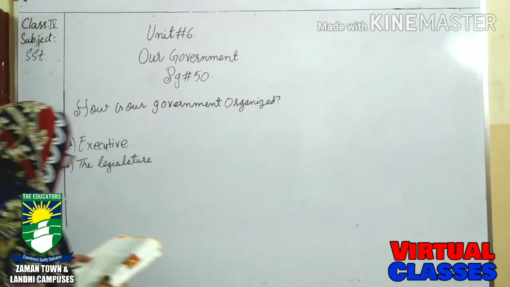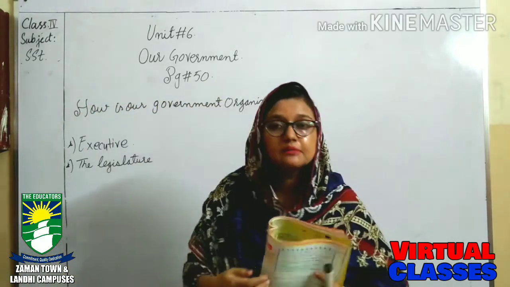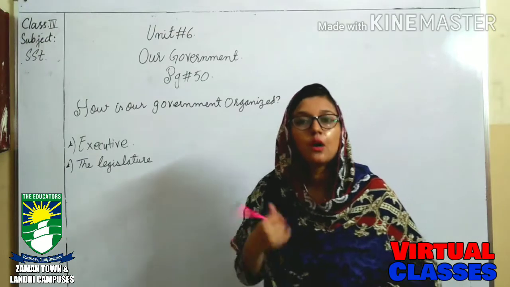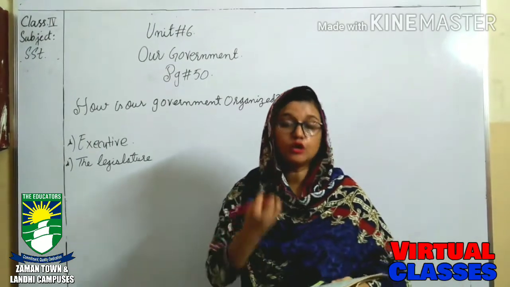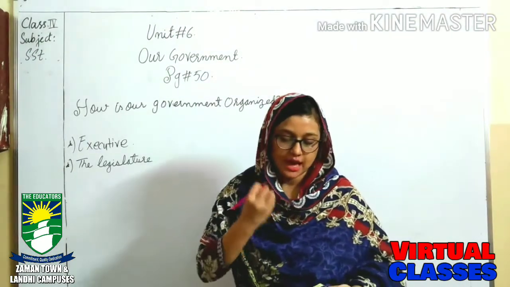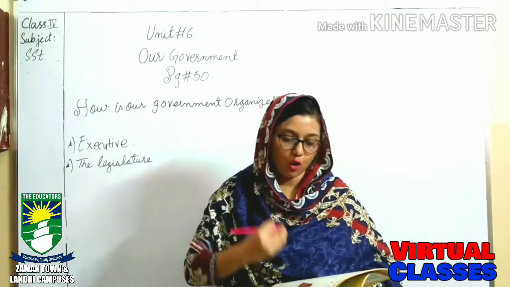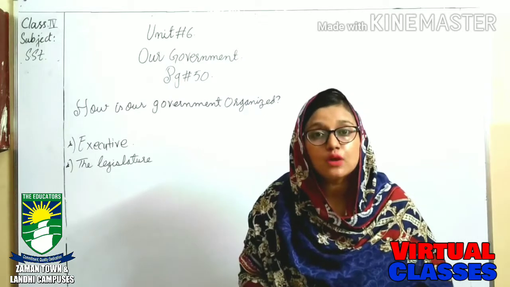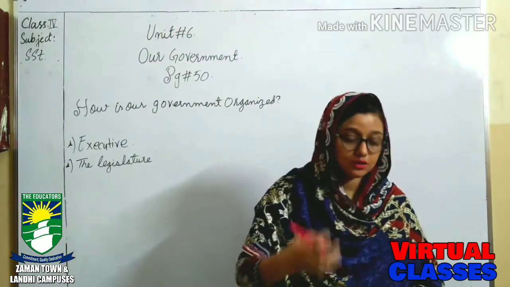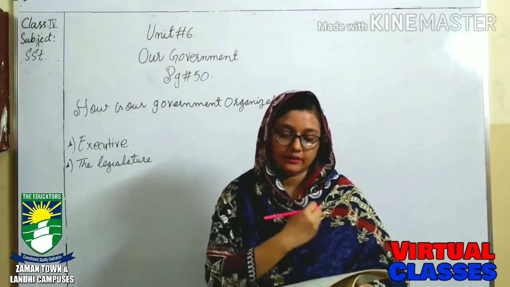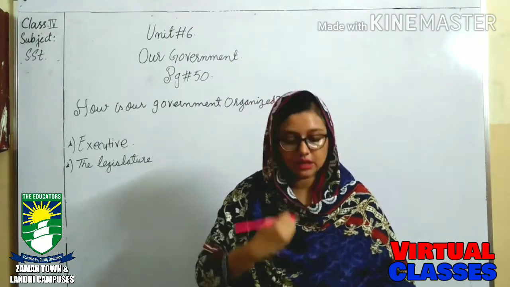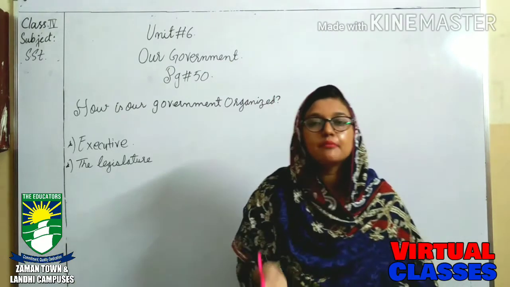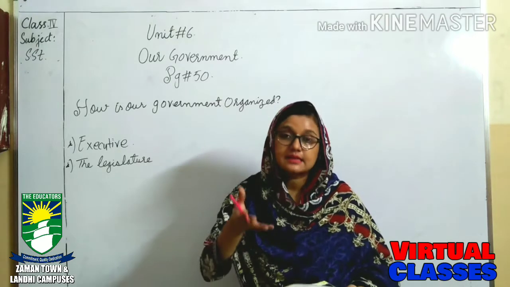Now the legislature or parliament makes rules. Why are they making rules? It makes rules called laws for everyone in Pakistan to follow. Laws are just like the rules you have at school as well. They have rules at school, so why are they there? They are there to make sure everyone stays safe. Rules are made for everyone to stay safe.